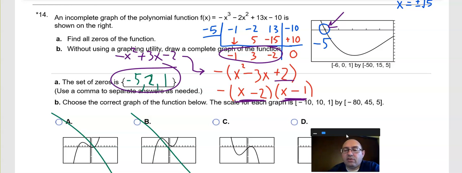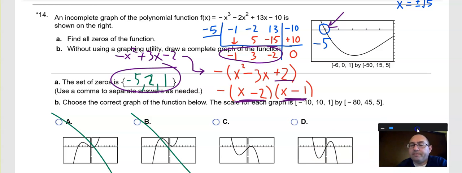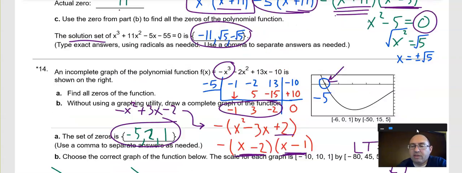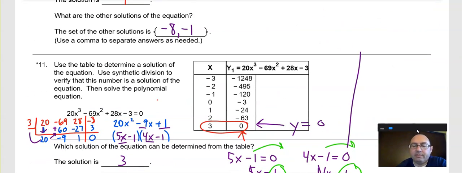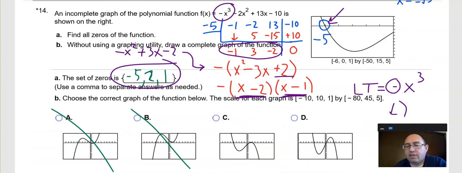Now, choosing the correct graph. Oops, my face is in the way. Choosing the correct graph. Well, look at that leading term. That leading term is negative x cubed. So the right-hand behavior, I see a negative for your leading coefficient, so the right-hand behavior would have to be down. Whoa, what happened there? Pause. Sorry, things got a little crazy there. So the right-hand behavior has to be down.